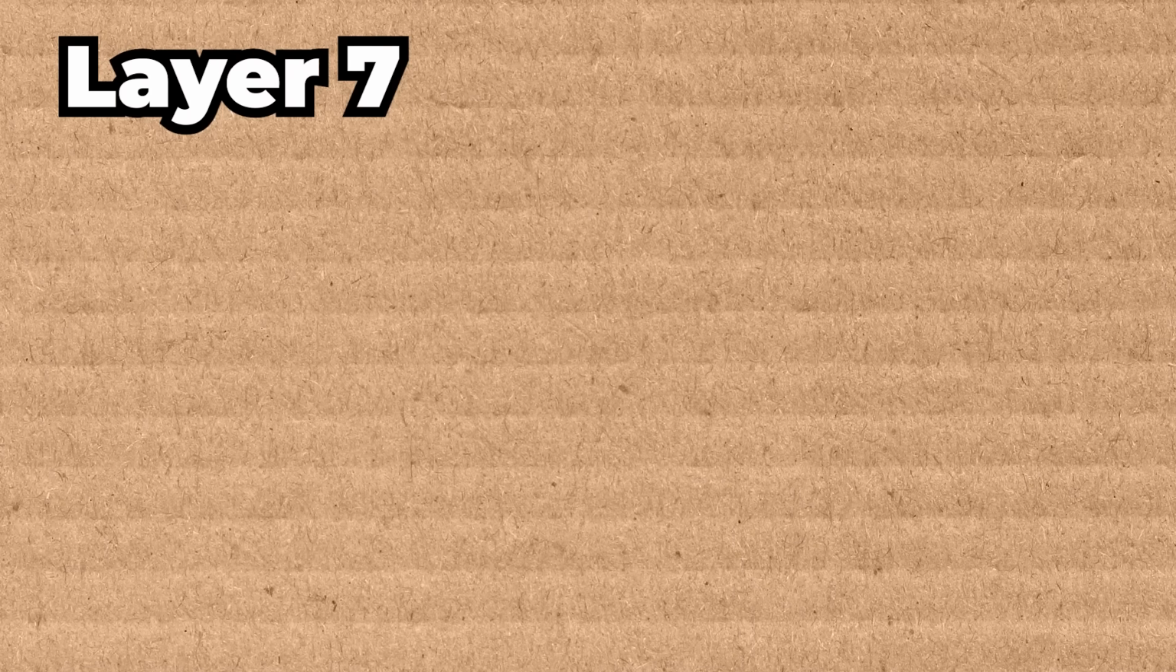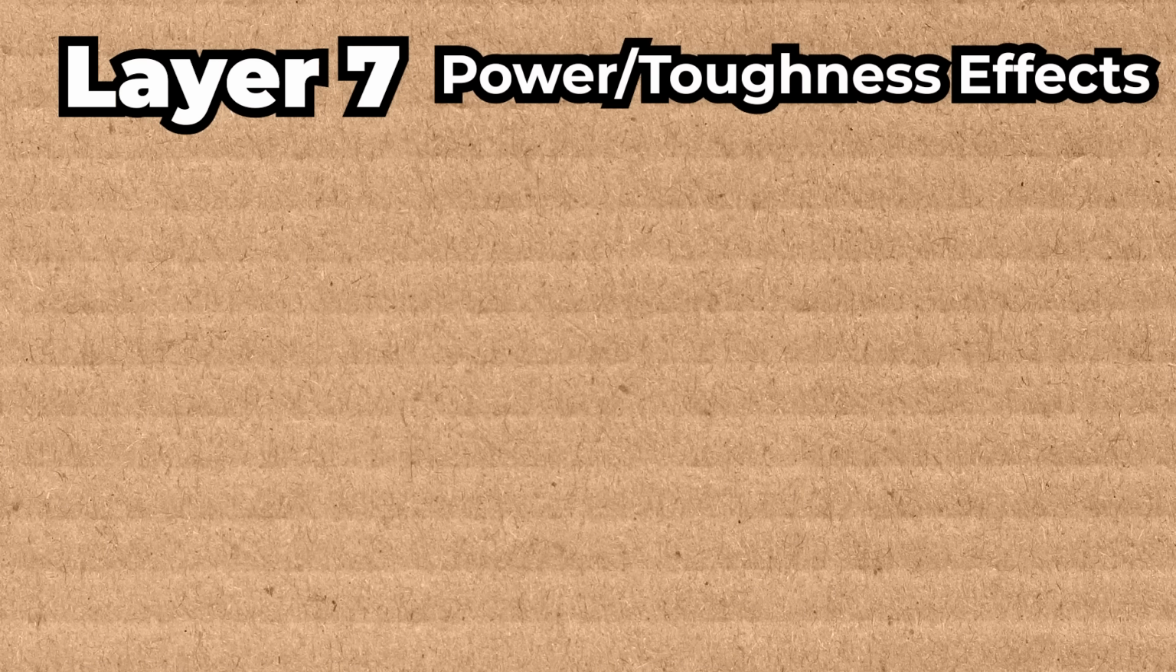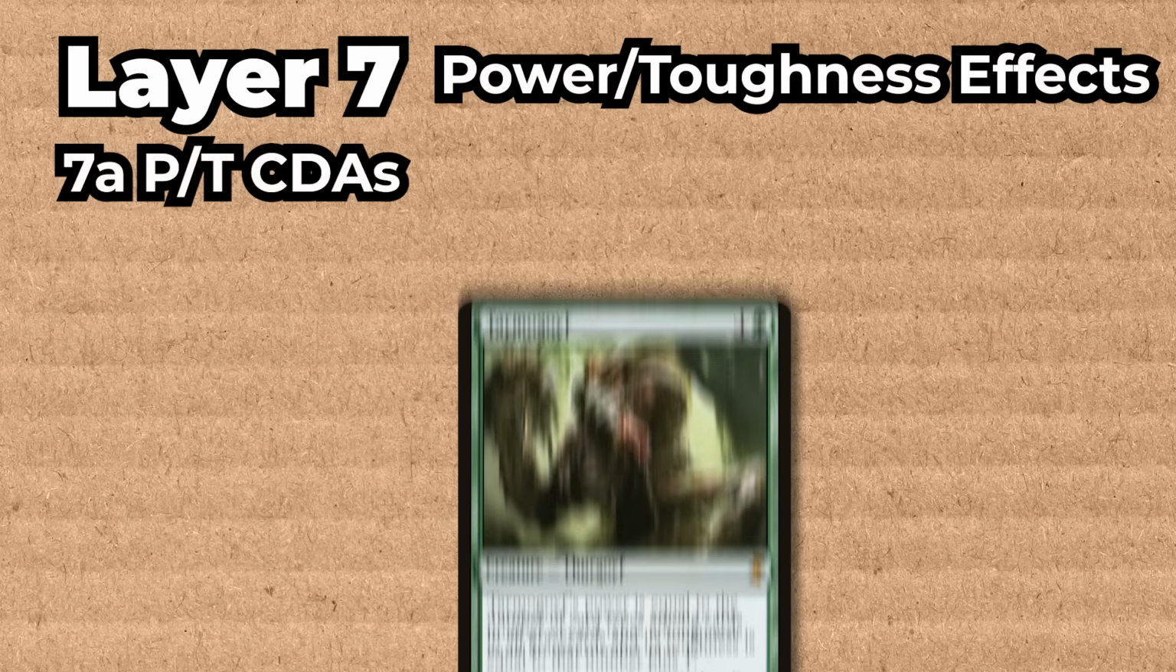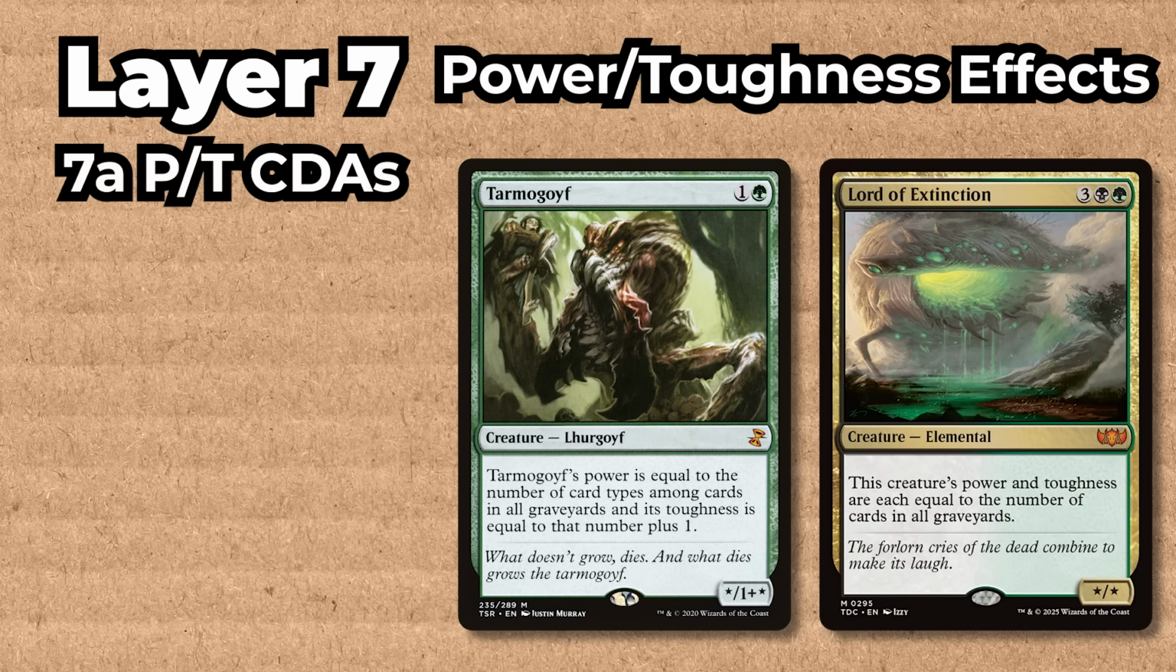And finally, we have layer 7, the layer that deals with power and toughness changing effects. In this layer, it's broken down into four sub-layers. In layer 7a, we have effects that define power and or toughness through a CDA. Tarmogoyf or Lord of Extinction are the classic examples here.